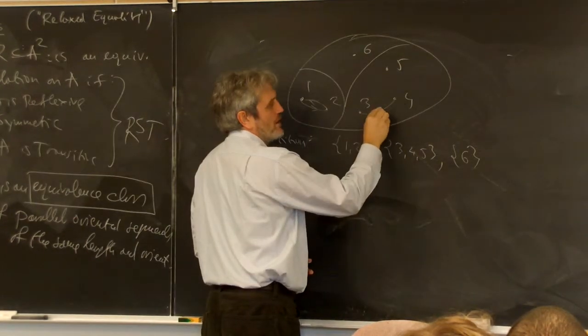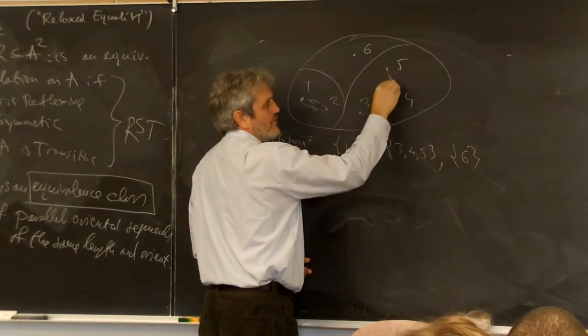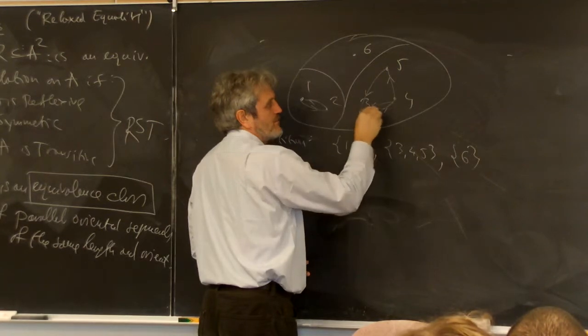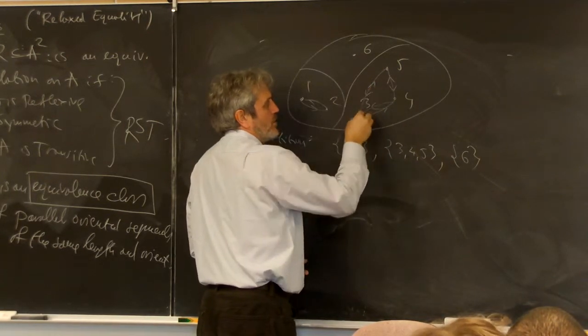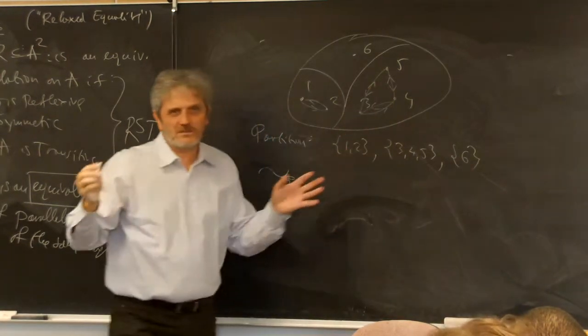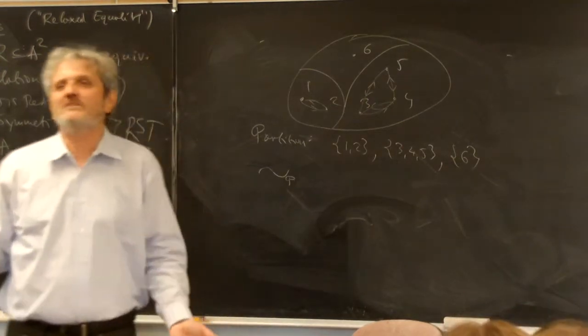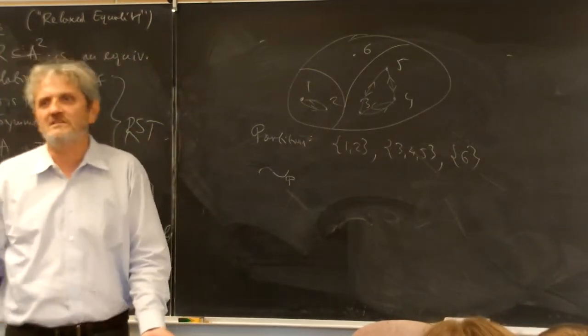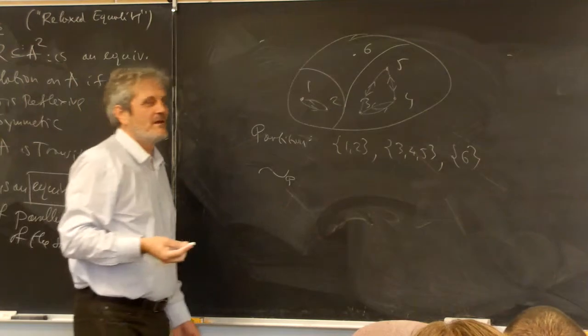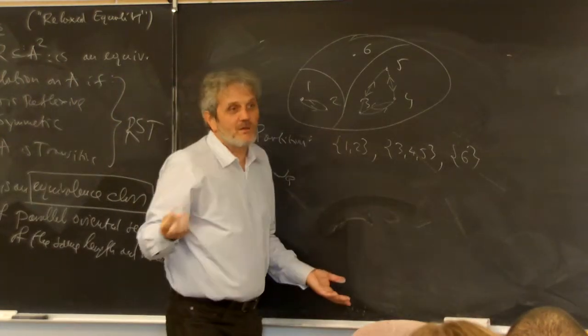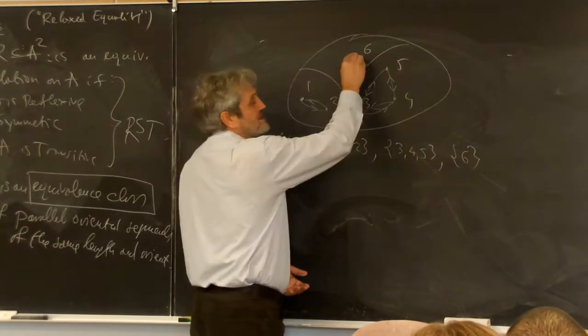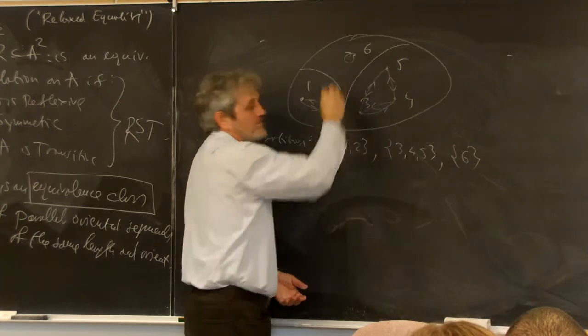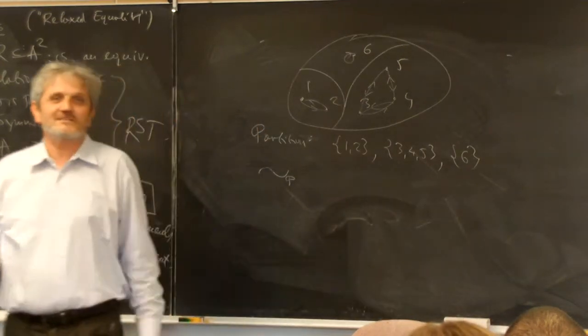What about here? Is 3 related to 4? 4 to 5? 5 to 3? Backwards? Does everyone live in the same state as itself? Yes, so it's reflexive and symmetric. And what about 6, which is alone, just a single element? It is related to itself too.